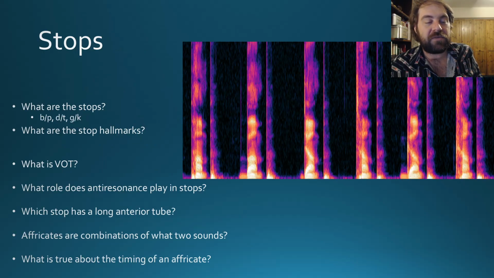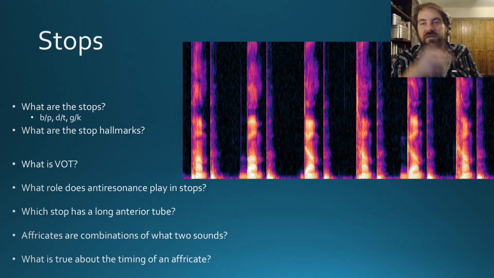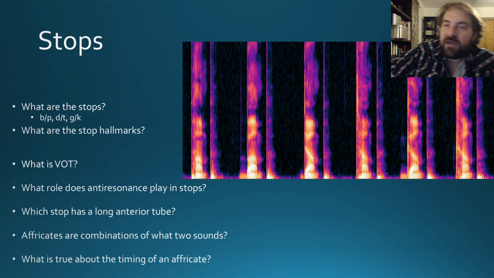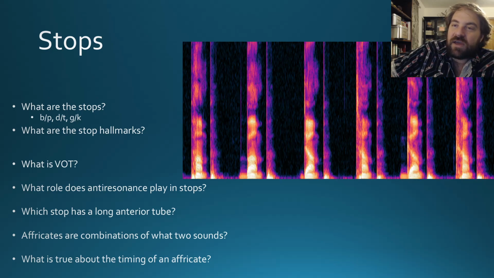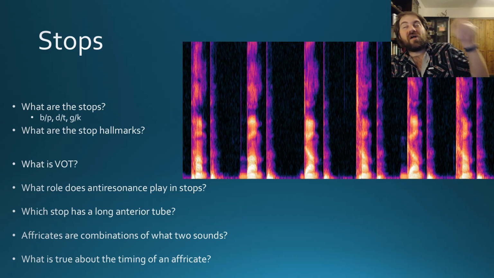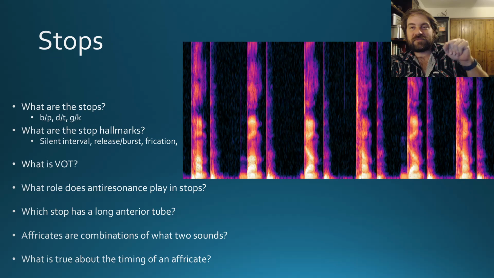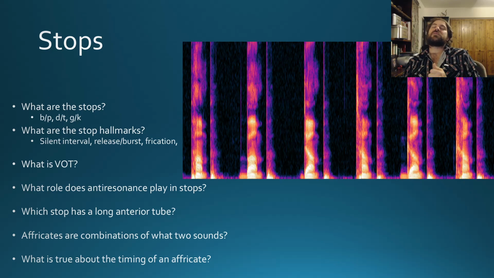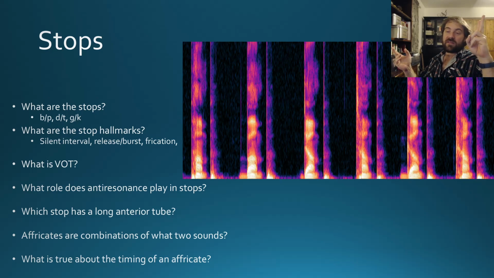What are the stops? And then I didn't make that go away. So you get a free answer. B and P, D and T, G and K. What are the hallmarks of a stop is what we want. The hallmarks of a stop are the silent interval. That's the stop. The release and the frication interval.